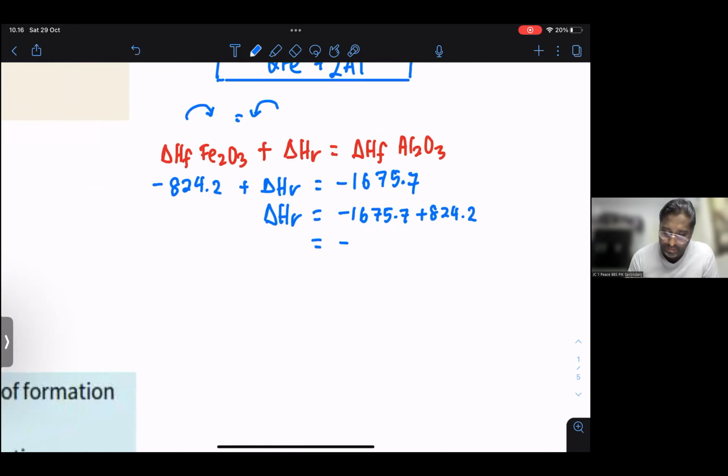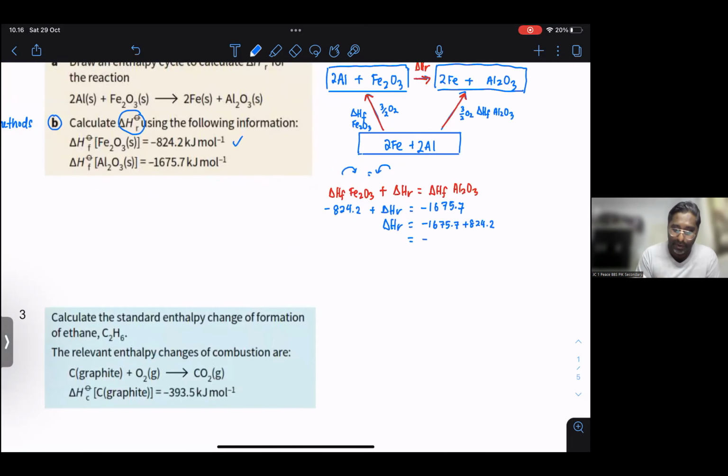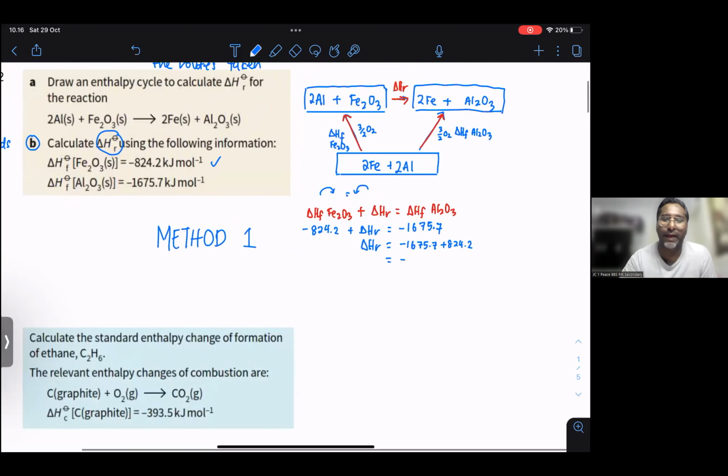Anyways, this is still method number one. I will just write down, this is the normal method, the conventional method. Not all the time will they ask you to draw the enthalpy cycle, but if they ask you to draw, just use it. So this one is method number one.